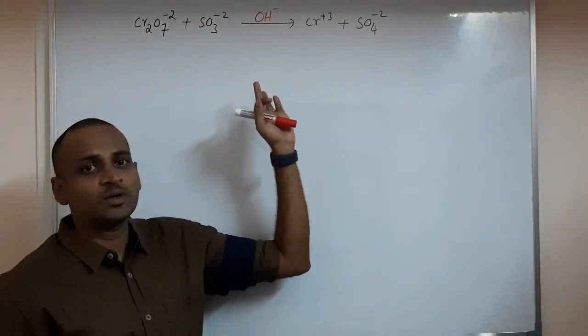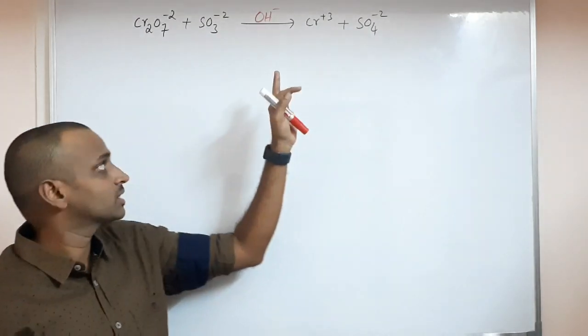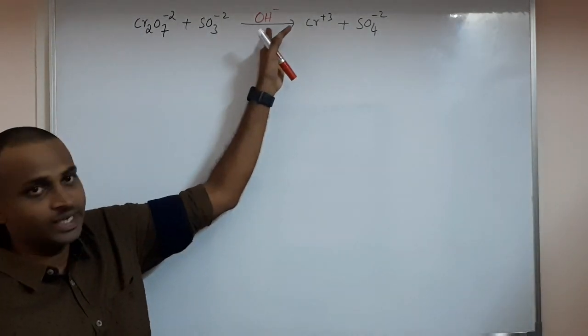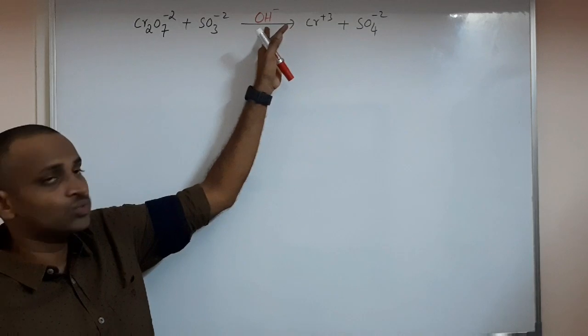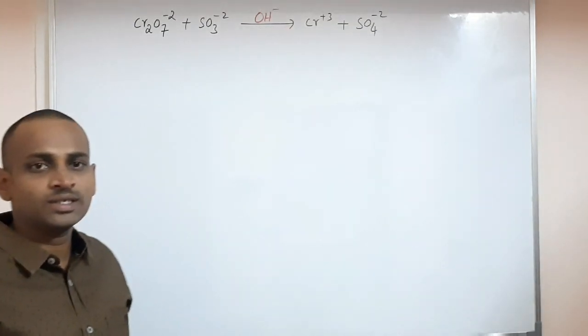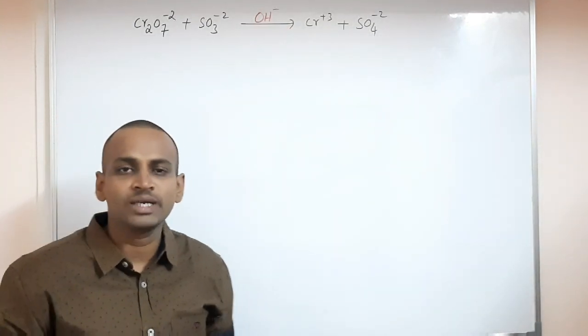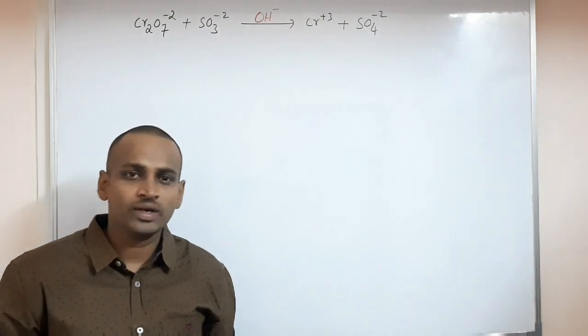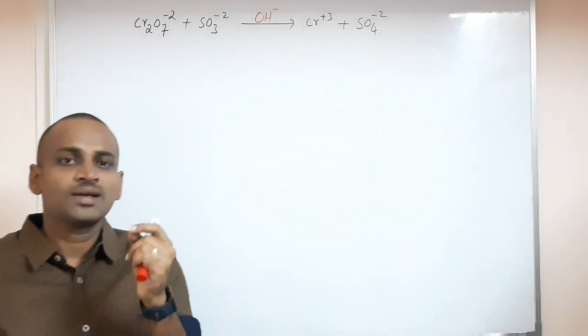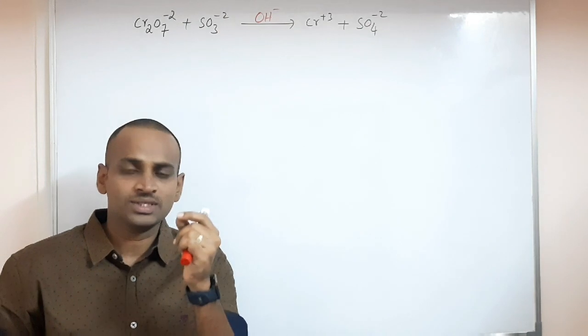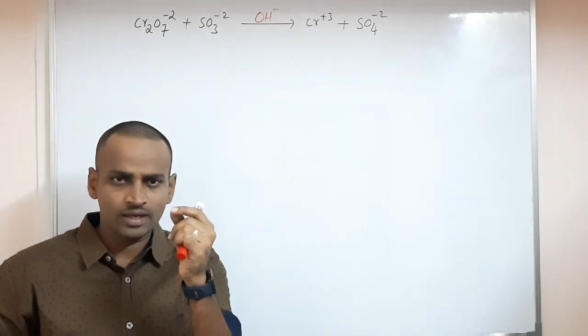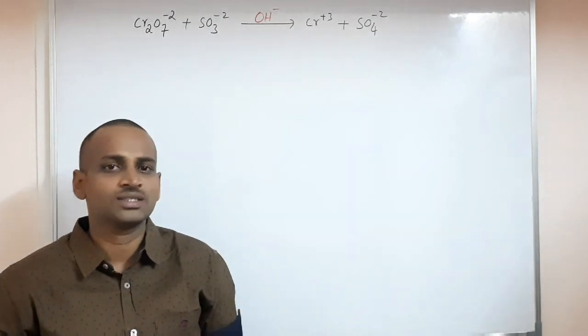Now we will discuss the balancing of redox reactions in the presence of a basic medium. OH minus means what? Basic medium. In the presence of acidic medium, we discussed H plus. So one thing is that balancing of hydrogen is the only difference.